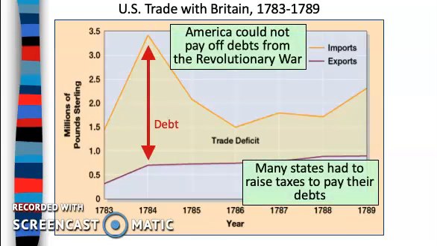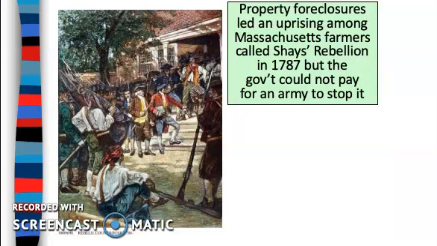Americans could not pay off their debts from the Revolutionary War, and many state governments had to raise taxes to pay their particular debts. In particular, property foreclosures became very common, and in Massachusetts, many farmers were being foreclosed upon by banks in Boston. These people had fought during the American Revolution, and they rebelled when taxes were increased and foreclosures increased as well.